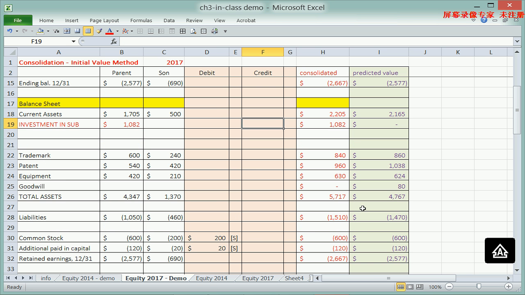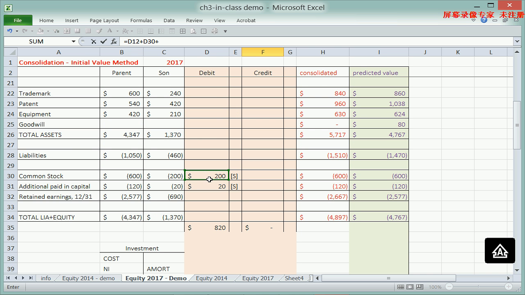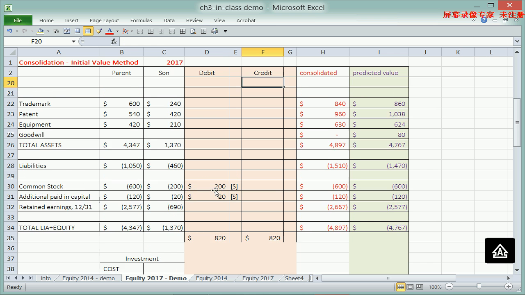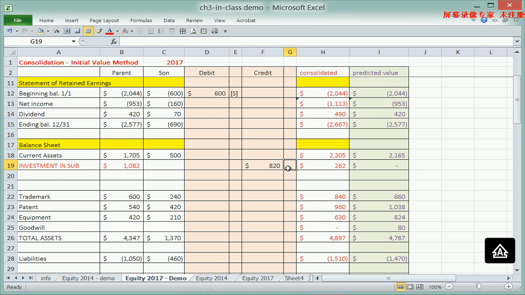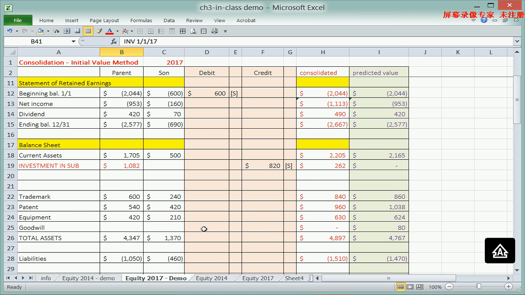At the same time, you want to add them up, and it becomes a credit to your investment account. That is our S entry. You can see this will eliminate the investment as of 1/1 of 2017.